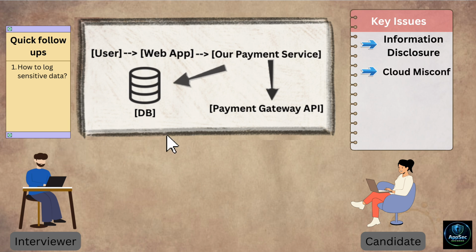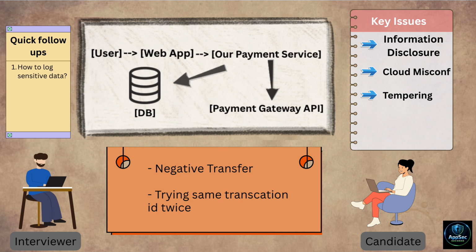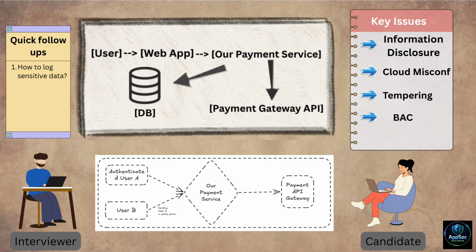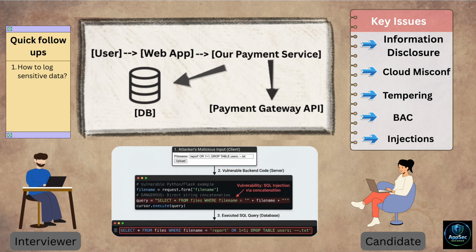Next is cloud misconfiguration. If our database is accidentally exposed to the internet, or if an IAM role is too permissive, it's a game over scenario. Next would be tampering. An attacker in the middle could tamper with the transaction amount before the backend sends it to the gateway. Then broken access control. Can an unauthenticated user, or user B, call the payment API using user A's transaction ID? Next would be injections like SQL on the backend processing database, or command injection.